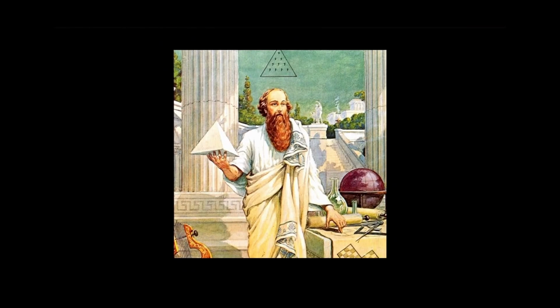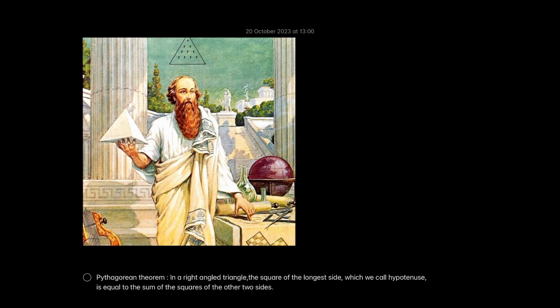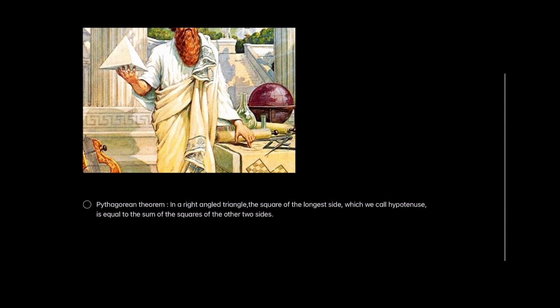Now, let's meet a very clever guy named Pythagoras. He discovered something amazing in math that we call the Pythagorean Theorem. Okay, here's the big secret. The Pythagorean theorem says that in a right-angled triangle, the square of the longest side, which we call the hypotenuse, is equal to the sum of the squares of the other two sides. In simpler terms, if you have a right-angled triangle, you can use this theorem to find the length of any side.